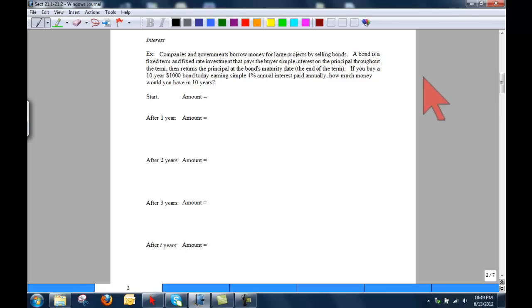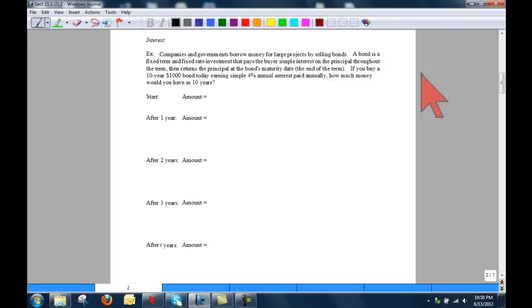Most investment situations actually involve compound interest. A bank account, for example, compounds your interest. One type of investment where interest is not compounded is something called a bond. And this is how companies or city governments, state governments raise money. They have a large project they want to do, so they need a lot of money now. And they raise the money by selling bonds, and then consumers like us can buy those bonds.